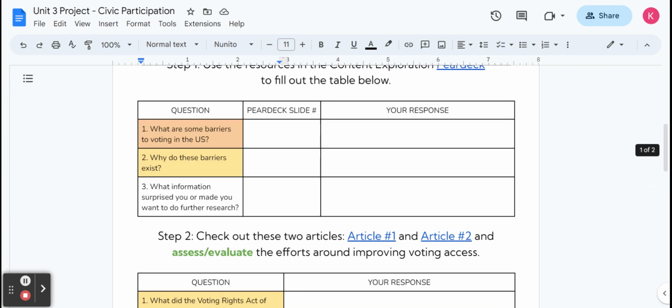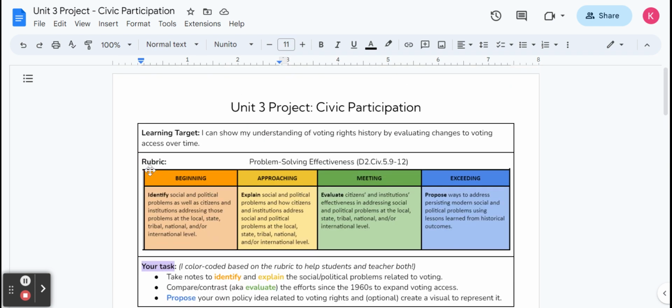This is definitely, voting rights are super important. It is how citizens interact with the government and have power in decision making. So I hope you find it meaningful.